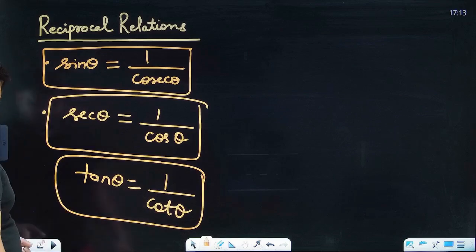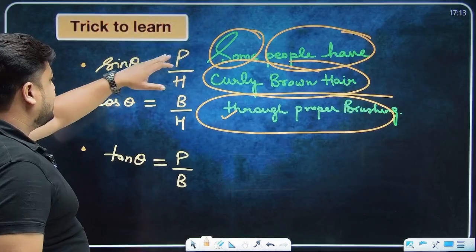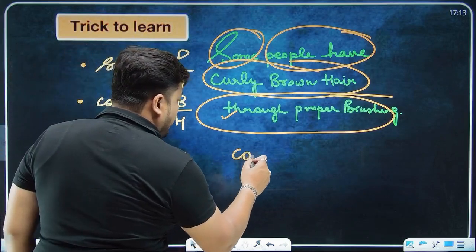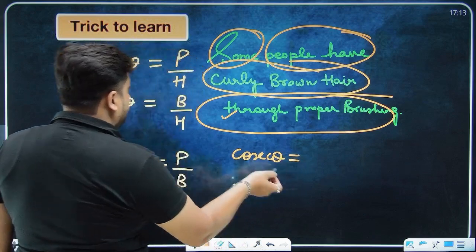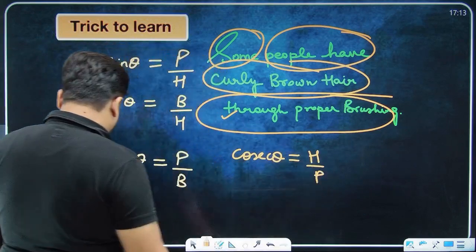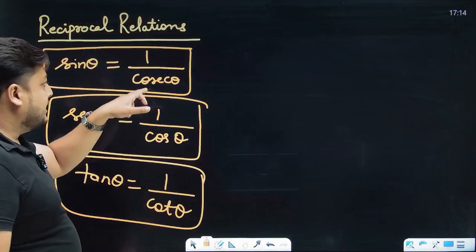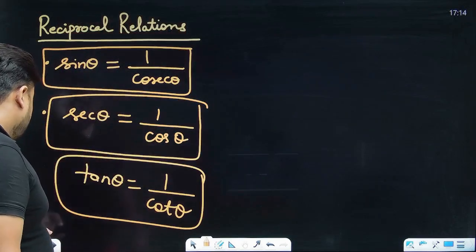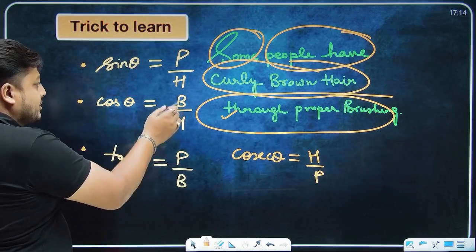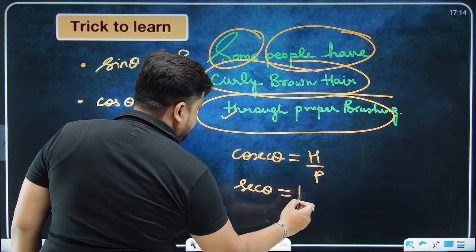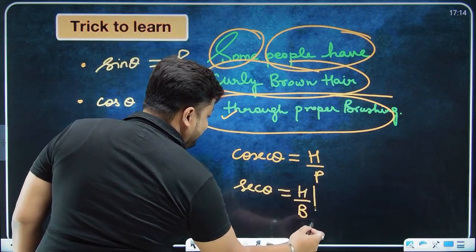So if we learn these three ratios, like sin theta is P upon H, right? So what will cosec theta be? It will be the reciprocal of sin theta, so it will be H upon P. See in the next slide, sin theta and cosec theta are reciprocals of each other. Similarly, sec and cos are reciprocal. So if we have cos theta B upon H, so sec theta will be H upon B only.